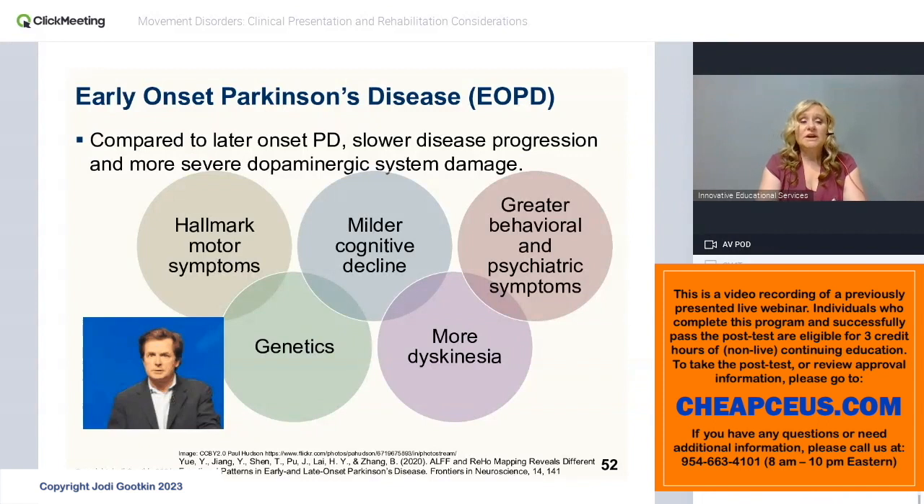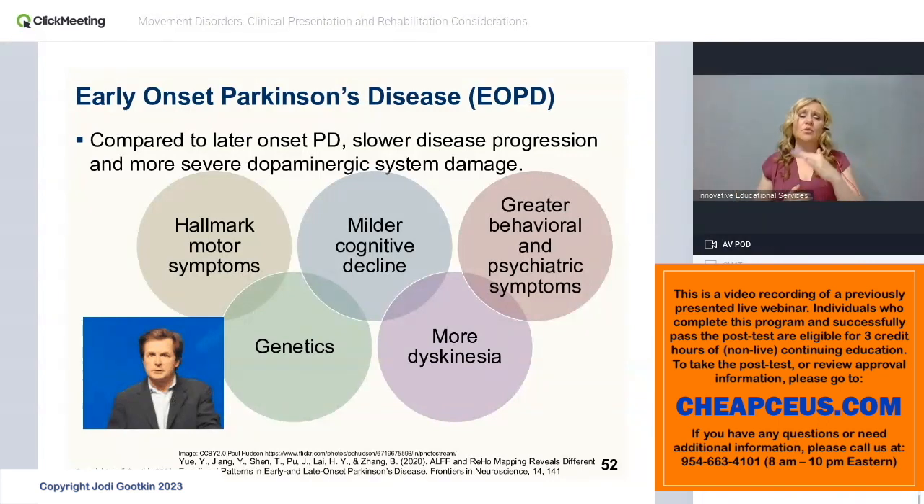While the disease process is the same, with the Lewy body formation and the alpha-synuclein, what's physiologically happening is the same. However, what they see when the onset of the disease process is earlier is that it tends to progress just a little more slowly. So the neurodegeneration happens at a slower rate. However, because it lasts longer, the person ends up with more significant damage to those dopaminergic centers.